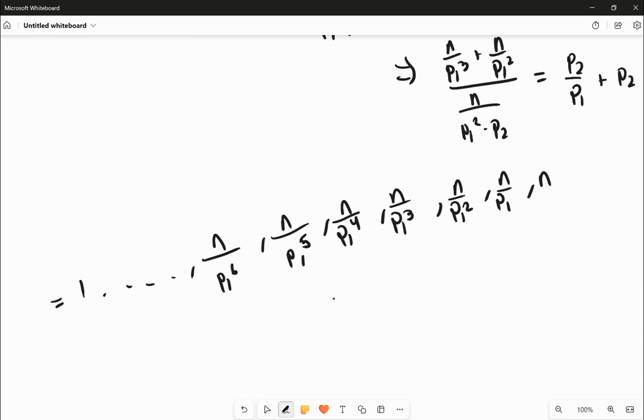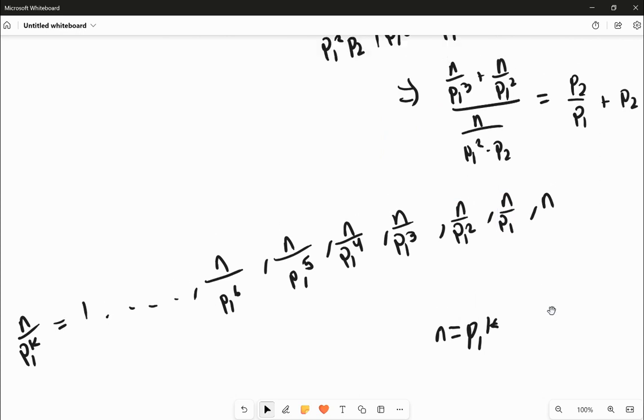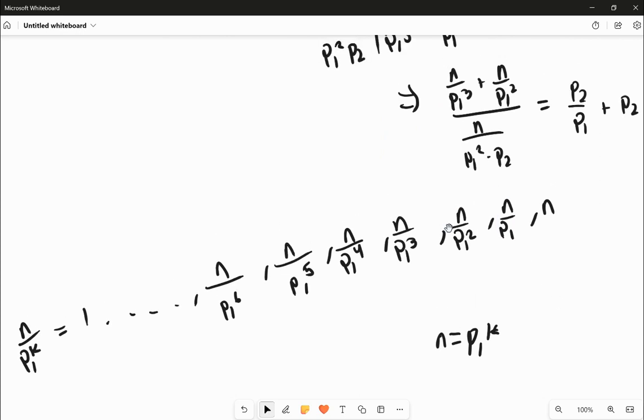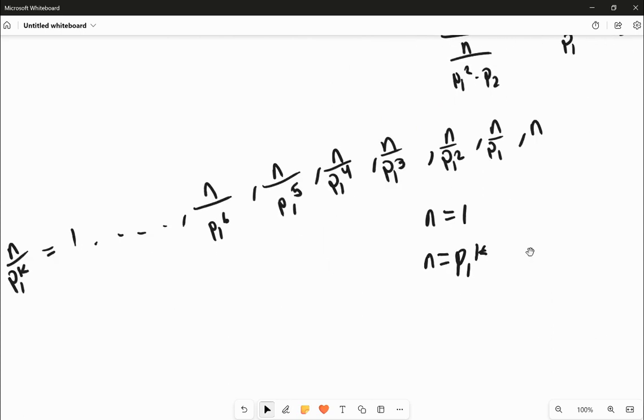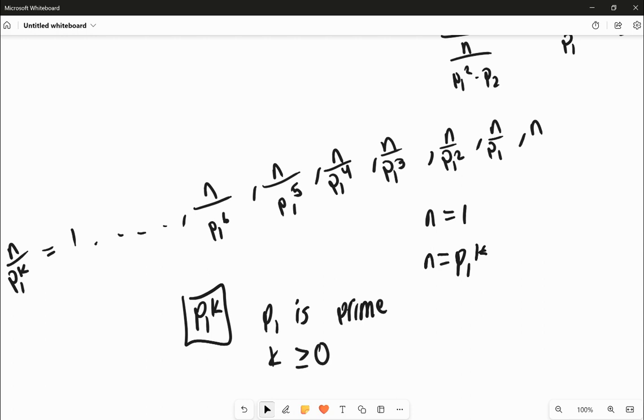And that's equal to n over p1 to the power of k for some k. And that means that n equals p1 to the power of k, where p1 is prime. And here we're assuming that k is a positive integer because we're assuming that n has a prime divisor. But if k is equal to 0, then it also works fine because that gives the case n equals 1. Therefore, the answer is just p1 to the power of k, where p1 is prime and k is greater than or equal to 0.